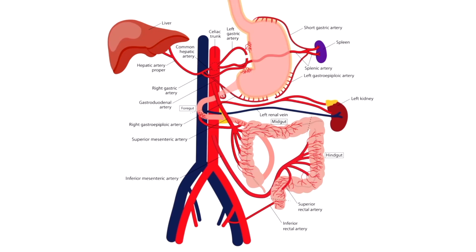So let's use this image now to better understand those watershed areas that are commonly affected in ischemic colitis. First, we can see the splenic flexure, an area between the terminal branches of the superior mesenteric artery and the inferior mesenteric artery. Second, we have the rectosigmoid junction, located between the terminal branches of the inferior mesenteric artery and the superior rectal artery. And those two regions are highly susceptible to ischemia in states of low blood flow.